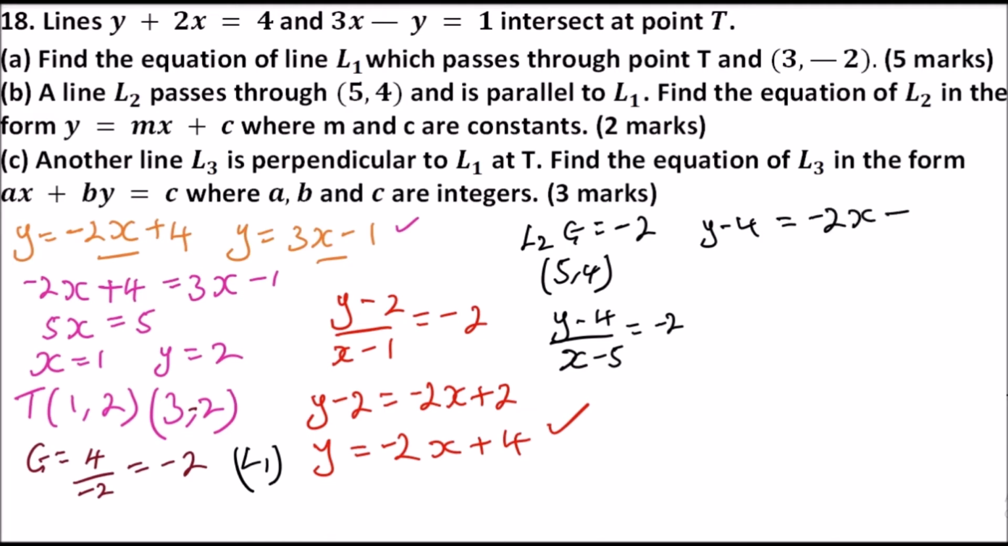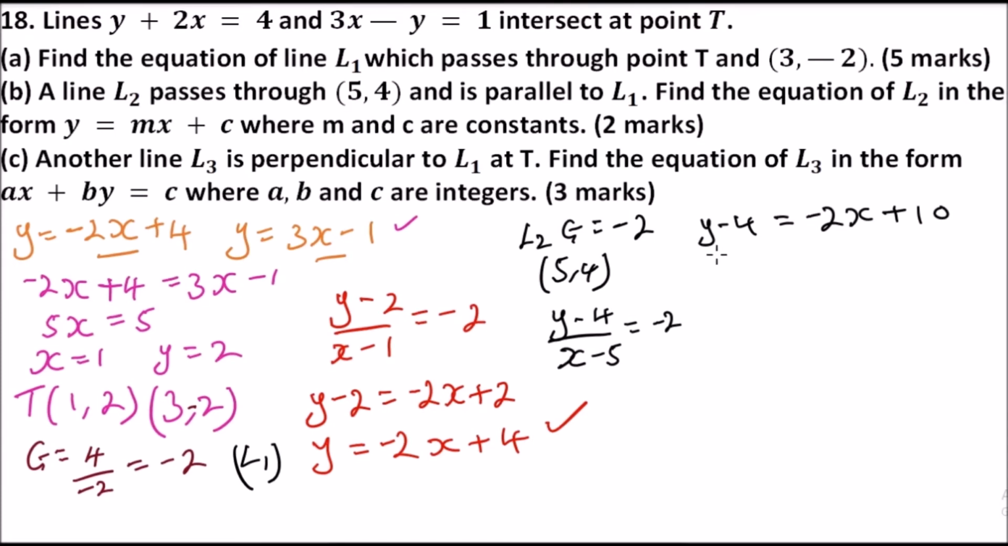Then this will give us plus 10, that is plus 10 minus 5 times minus 4. Minus 4 crosses the equal sign and becomes positive. So y is equal to minus 2x plus 14, since 10 plus 4 gives us 14. That is how we get the equation of line L2 in the form y equals mx plus c. So that's correct.